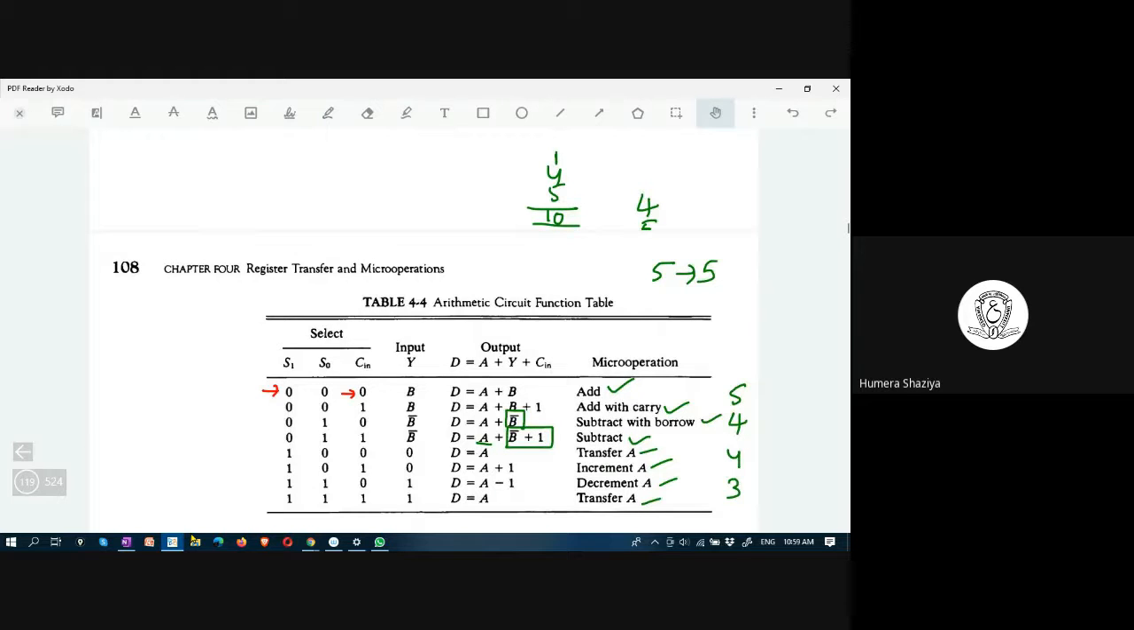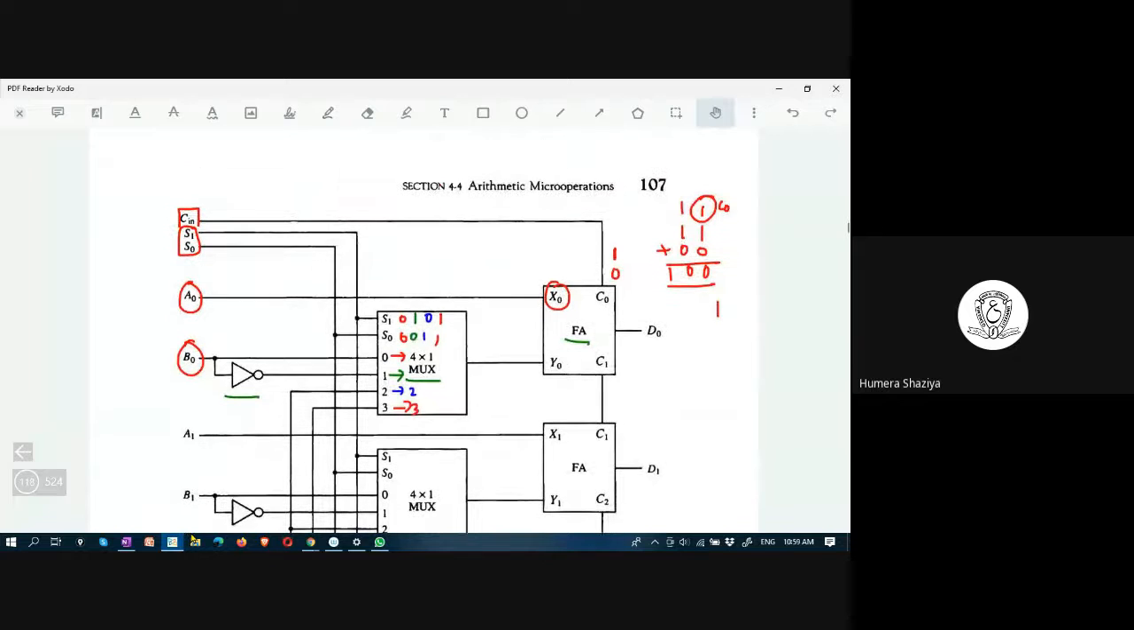If both S0 and S1 are 0, 0 and there is an extra carry, then it is A plus B plus 1. Why plus 1? You are getting an extra carry from here. So you will have A as 1, 0, 1, 1 suppose, and B as 0, 0, 0, 1, and there is an extra carry. So this is A plus B plus this extra carry.